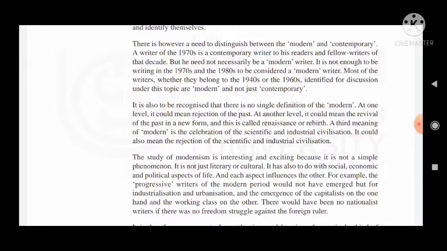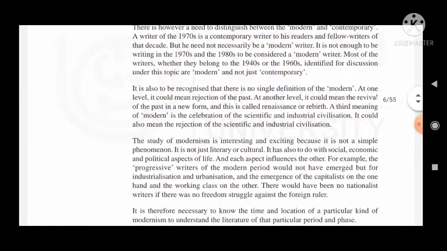Most of the writers, whether they belong to the 1940s or the 1960s, identified for discussion under this topic are modern and not just contemporary. Here these writers are considered to be modern, not just contemporary writers.